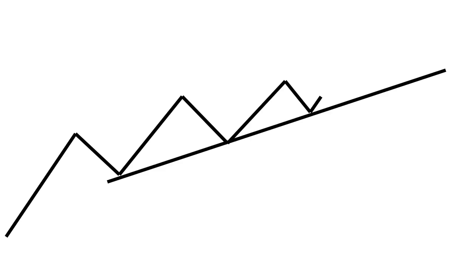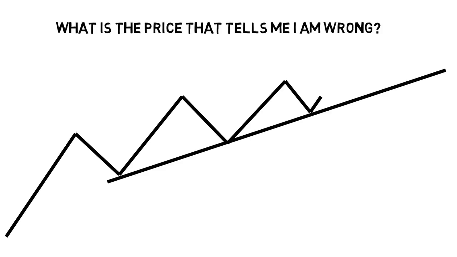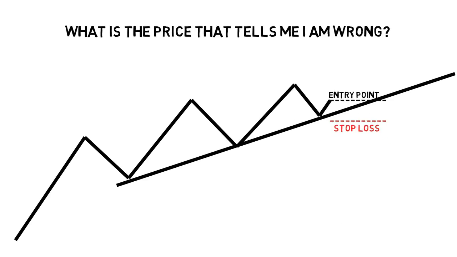A general way to do this is to ask yourself a question. What is the price that tells me I was wrong? Usually, it will be a couple of pips to a couple of tens of pips below or above the recent swing high or the recent swing low. In this case, we will set it 10 pips below the recent swing low right here. Don't worry if you don't understand why I chose exactly this level. We will look at hundreds of different examples in the sessions to come.